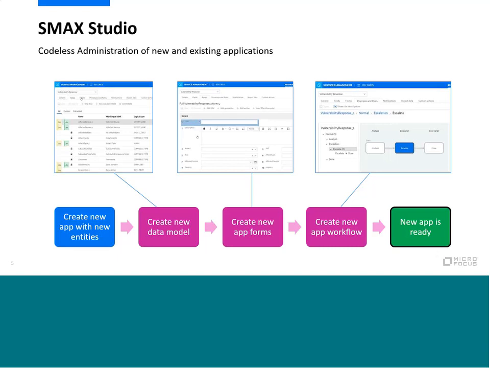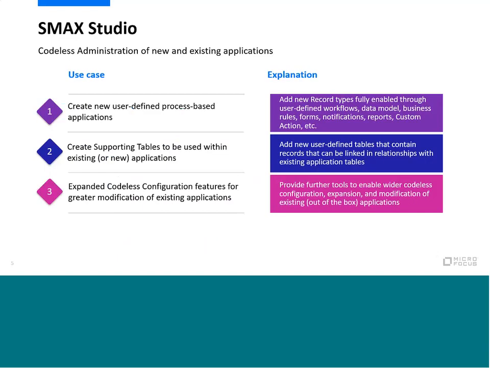Okay, so key use cases around Studio. Really it's about creating new process-based applications. So think about the fact that you've got the ability to build your own process flow. You can build out the metaphases, the phases, the transitions, and everything that goes between that, and all the fields that you need on that. The other one is creating supporting tables to be used maybe for your new applications, or actually in the case of an existing application, maybe you need to create a new entity type.